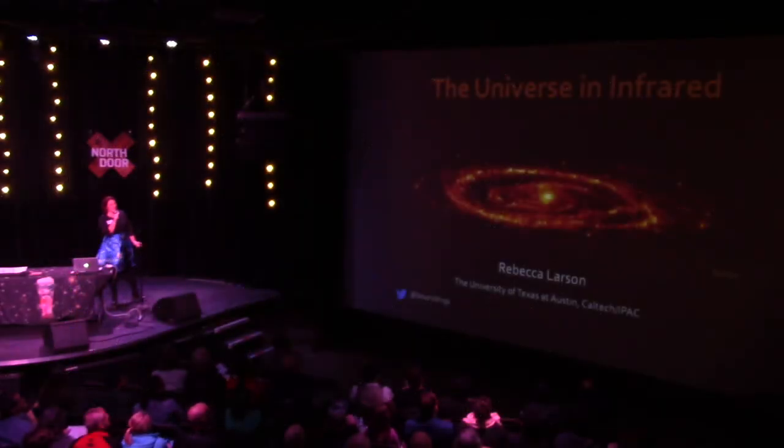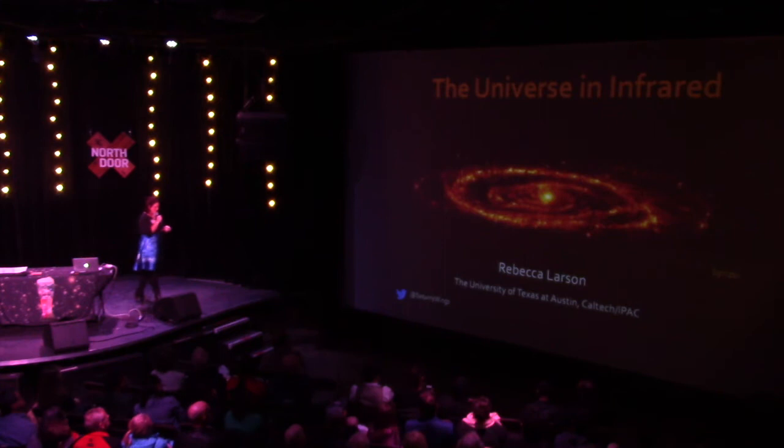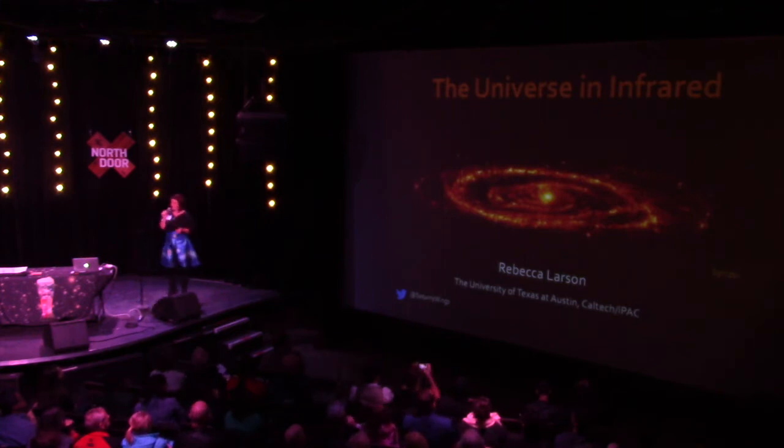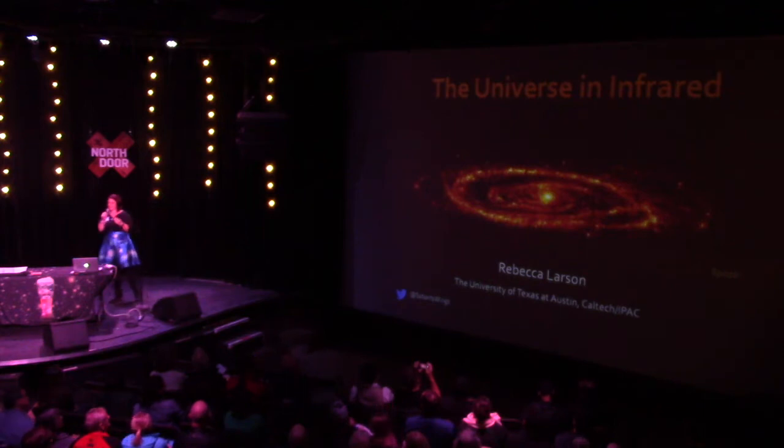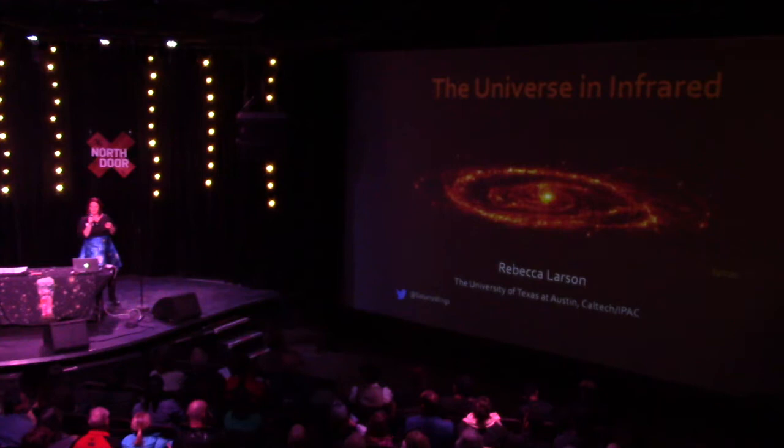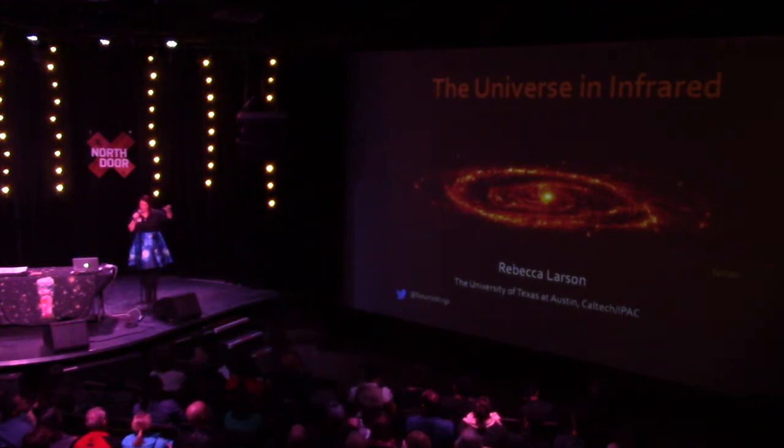So today I'm going to talk to you about the universe in infrared. This is not necessarily an intuitive thing that people think about. A lot of those space pictures that you see from the Hubble Space Telescope are all UV or visible light. All of those really pretty images of space are things that if you had eyes like Hubble, then you would be able to see out into the universe.